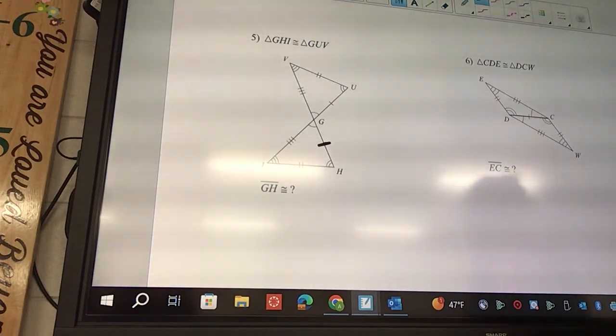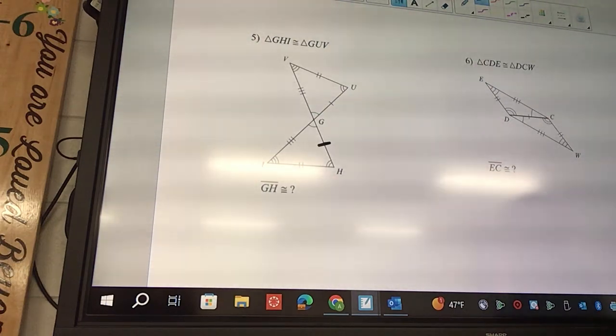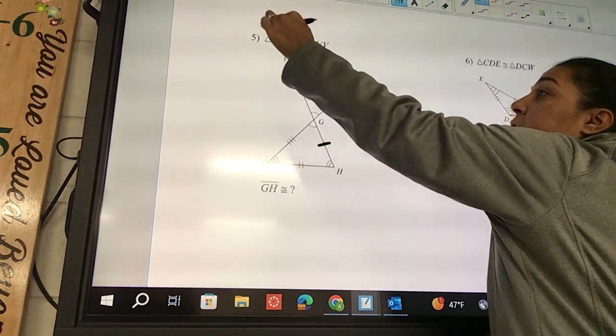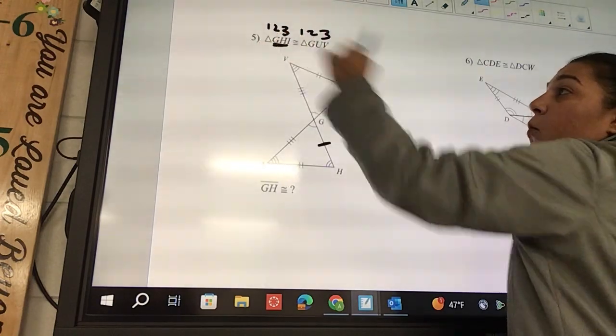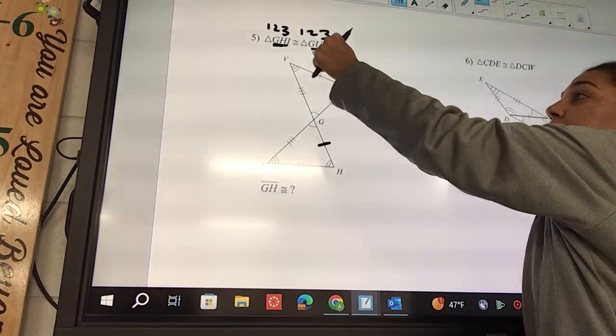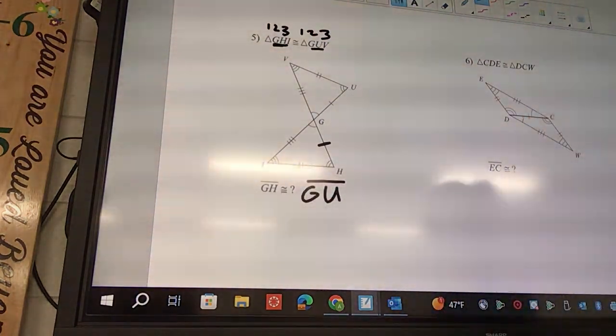Okay, find the other side that has a slash mark, that has 1 on the other triangle. Where is it? GU or UG? Now, which one is it? Okay, so again, you can look at this. 1, 2, 3, 1, 2, 3. GH is in spot 1 to 2. So it's got to be G to U is in spot 1 to 2. And we need the line above it.